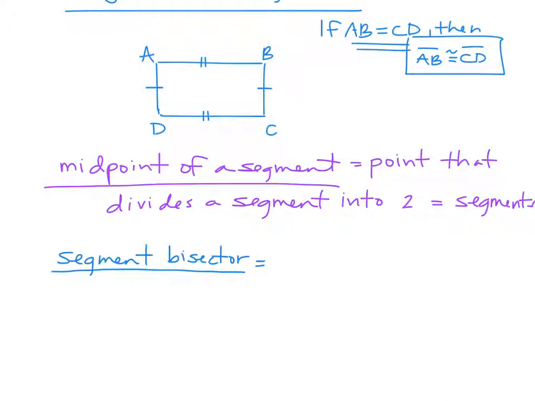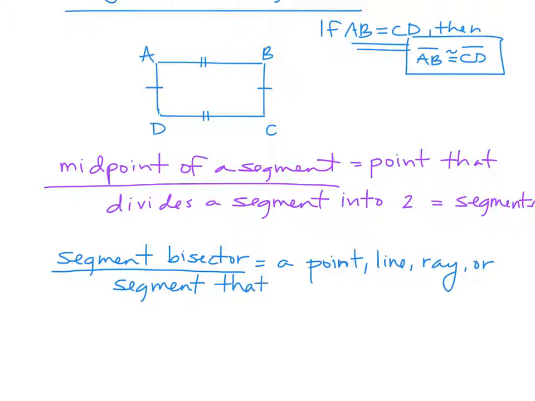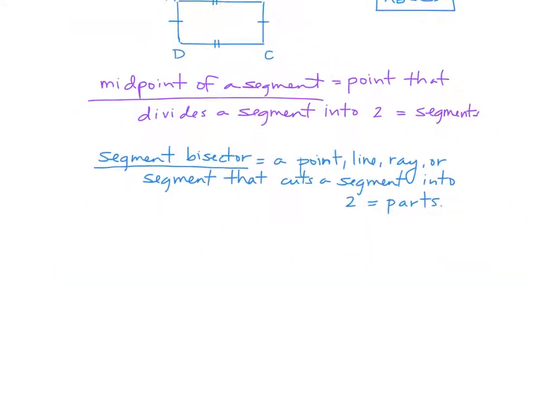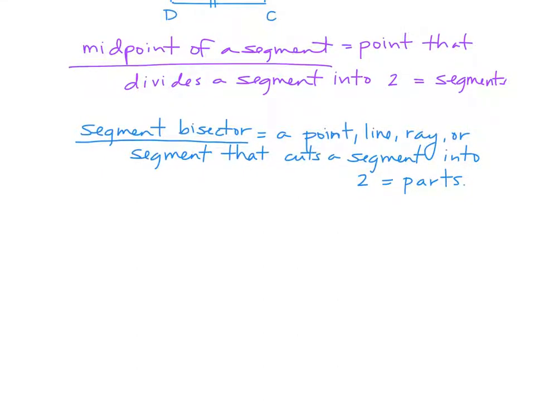The only difference from that is this can be a point, line, ray, or segment that cuts a segment into 2 equal parts. Okay, so let me just draw you a picture of what both of those things would look like.